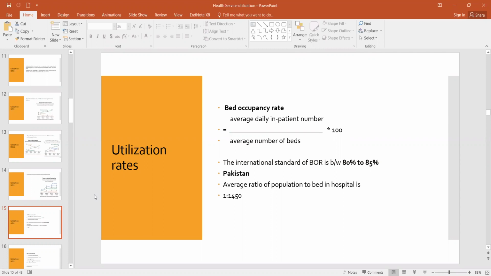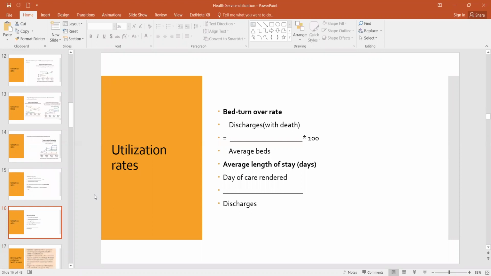In Pakistan, the average ratio of population to beds in hospitals is 1:1450. Bed turnover rate is calculated with the help of the formula: discharges along with deaths divided by the average number of beds multiplied by 100. And the average length of stay of the patient in the hospital is calculated in days with the help of this formula: days of care rendered in the hospital between admission and the day of discharge.